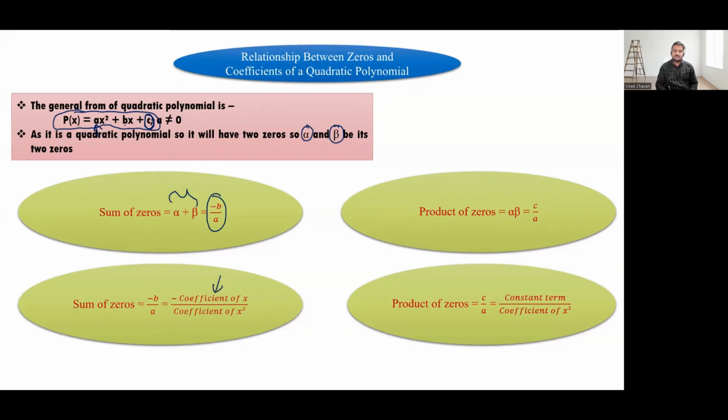If you are not able to identify a, b, c like this, then remember: minus of the coefficient of x upon the coefficient of x square is the sum of zeros. And the product of zeros is the constant term upon the coefficient of x square. I told you to write this complete slide in your CW. That day also I reminded you. So those who have not written, please write it in the CW.